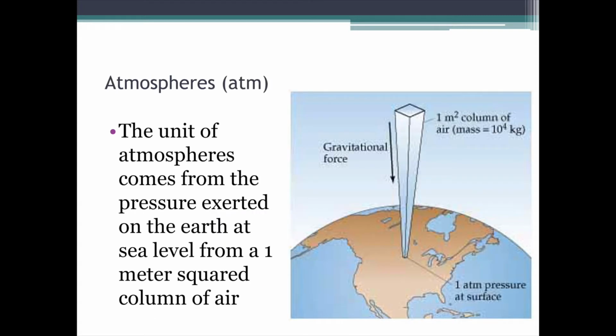So our first and SI unit of pressure is the atmosphere. Atmospheres come from the pressure exerted on the Earth at sea level from a 1 meter squared column of air. Thinking about if you were on your floor right now to put a square meter box, right? So 1 meter by 1 meter, and so on. The pressure of the air of the atmosphere pushing down on you at sea level is where we get one atmosphere from.